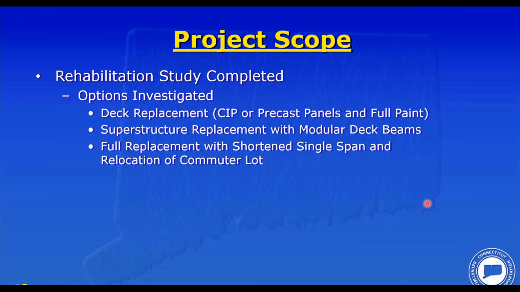So the project scope, a complete study was done of this bridge, and we looked at options of a deck replacement or a superstructure replacement. For the deck replacement, we looked at both cast in place concrete and precast full depth panels combined with full painting of the structural steel.